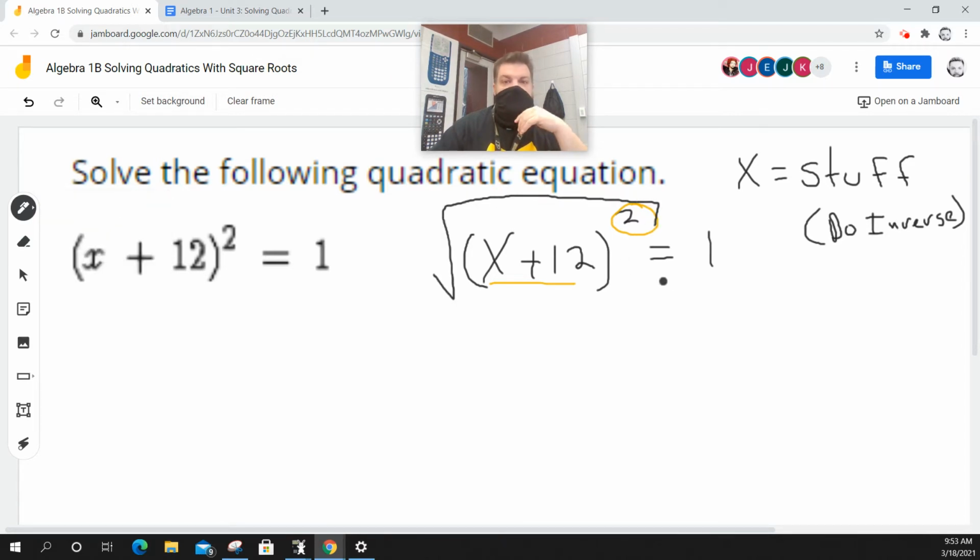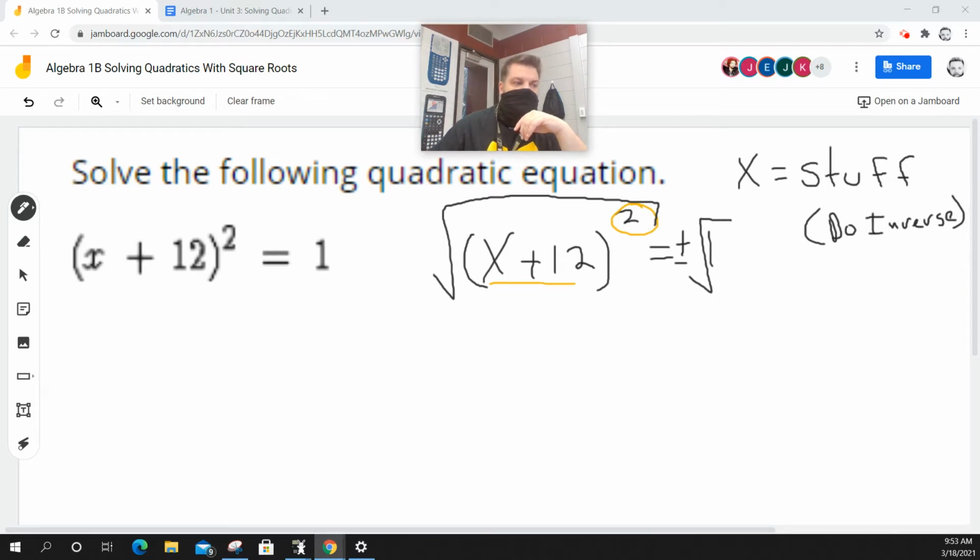Now, when I take the square root of that, whatever I do on one side, I have to do on the other, and we can't forget that there is a principal and a negative root. There's a positive and negative root. So we don't want to forget about that.